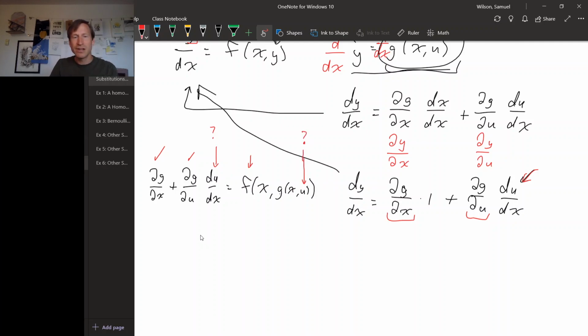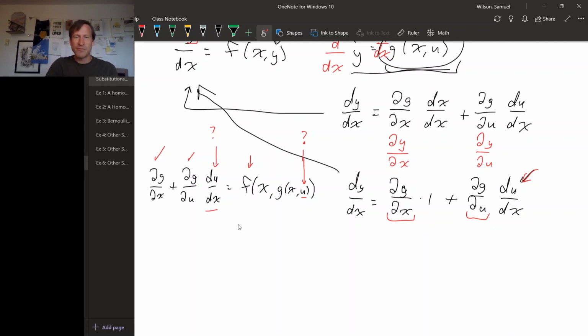So what we have here is an equation with an unknown function, u, and its derivative. So this is a differential equation, but this differential equation has u for the unknown function instead of y. So that's why the substitution idea actually lets you turn one differential equation with the unknown function being y into a different differential equation where the unknown function is u instead.